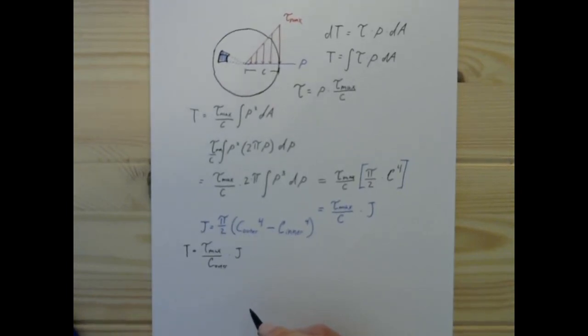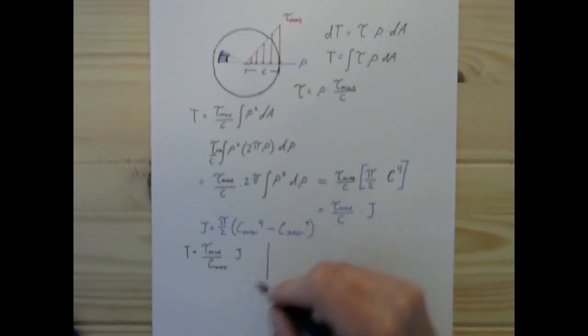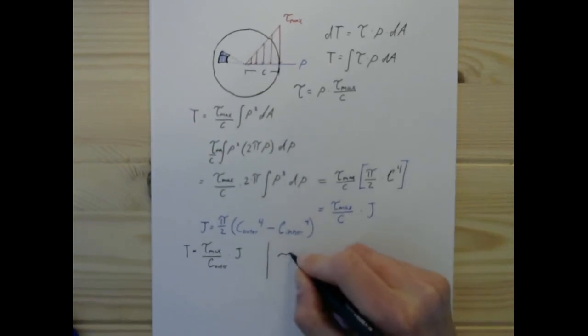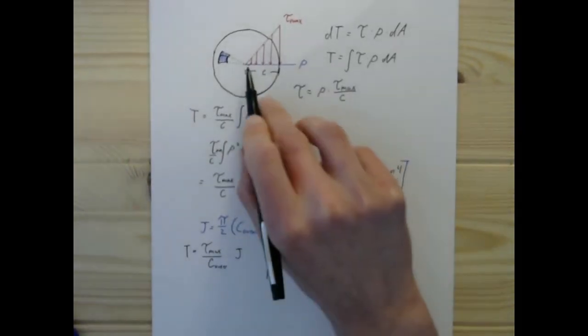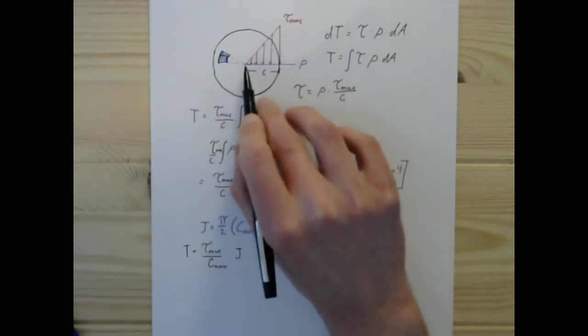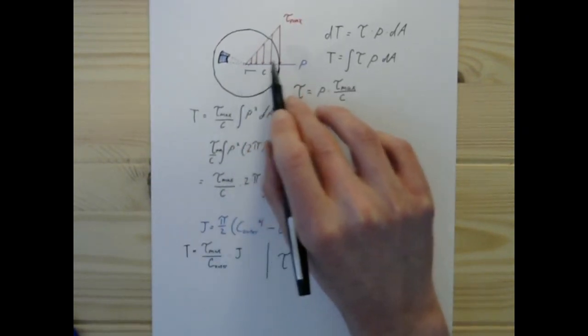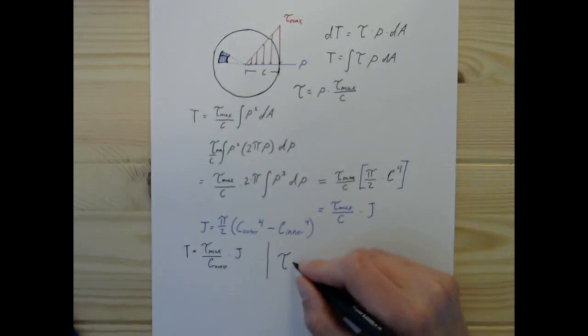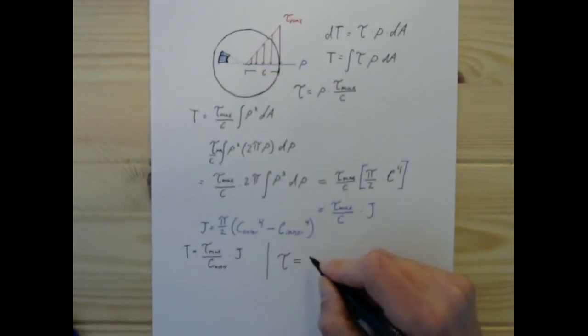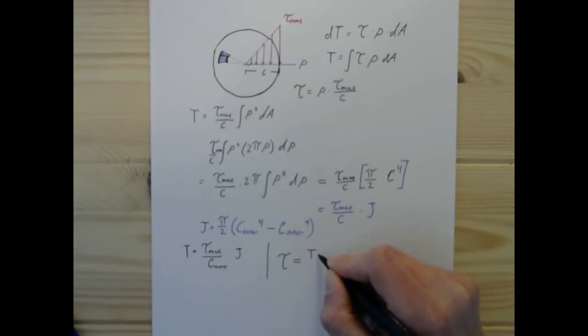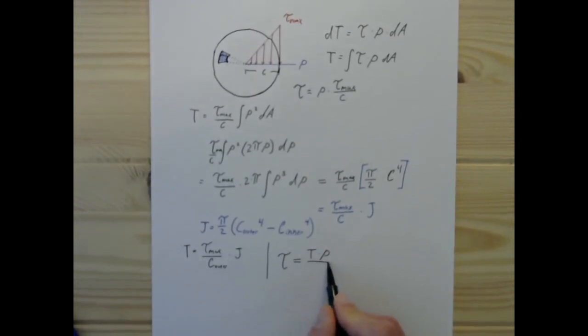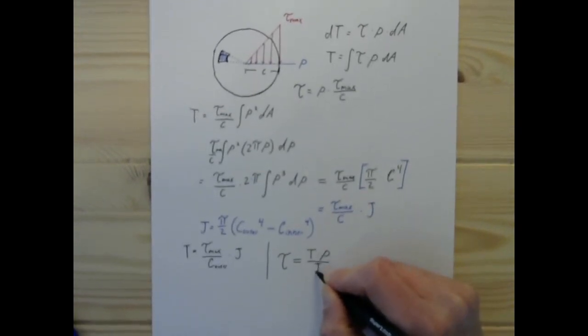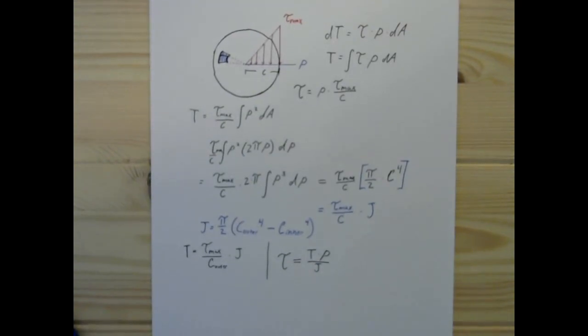And we can rearrange this now to give us the shear stress at any given point as we move out from the inner. Obviously, it'll be 0 at the center, and it will be its maximum at rho equal to c. So the shear stress as we progress outward is going to be T times our distance from the centroid divided by J, our polar moment of inertia.